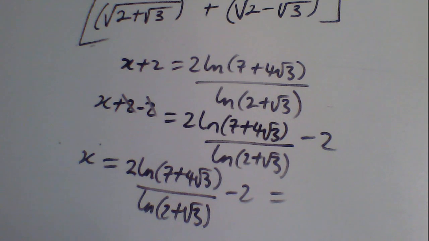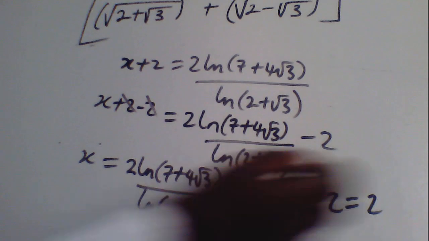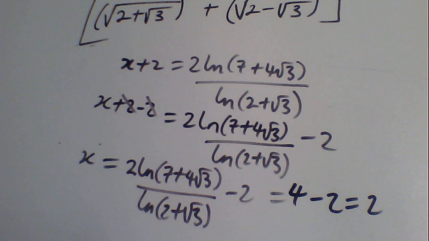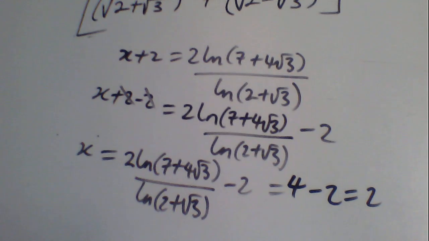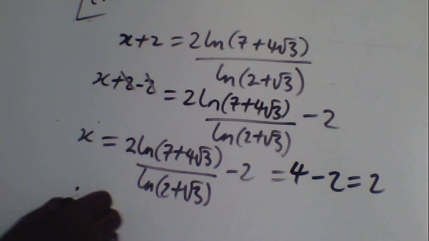Use your calculator to find this value. When you do that, from my own calculator, you have that 2 ln 7 plus 4 root 3 divided by ln 2 plus root 3 is equal to 4. So 4 minus 2 will give us 2. In that case, we have that x is equal to 2. So we have x is equal to 2.